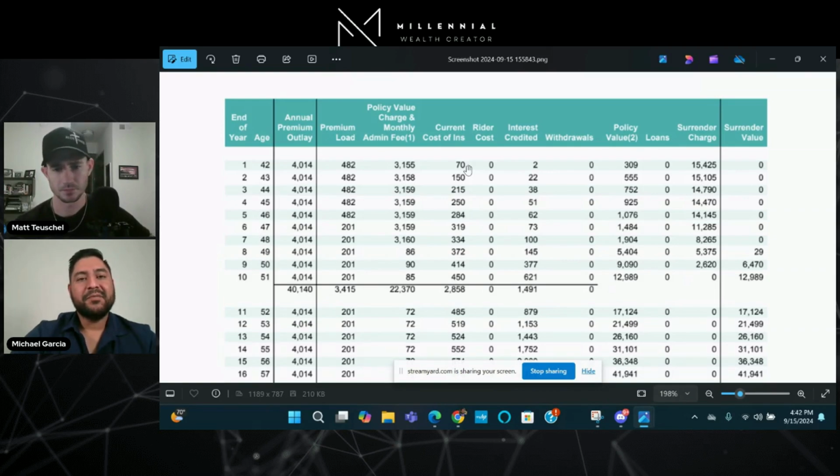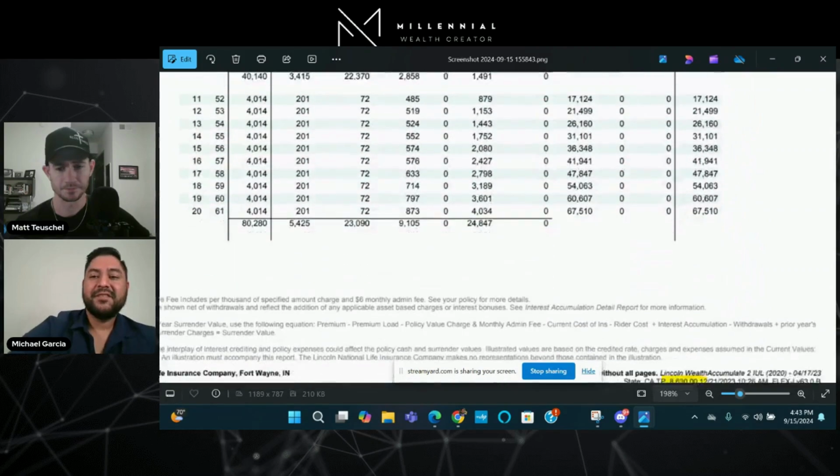What you see is the big one here, and a lot of times you'll see this as the per thousand charge. You'll see this under different areas here, but $3,155, right? And this is a huge charge in the policy. And so that's where all your money's going right here. What benefit do you get from that? What is that charge for? Well, that charge takes care of this down here.